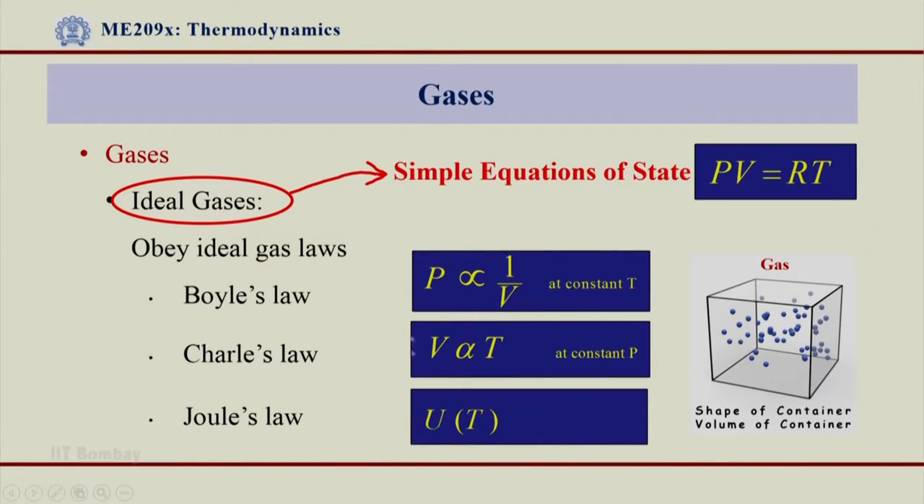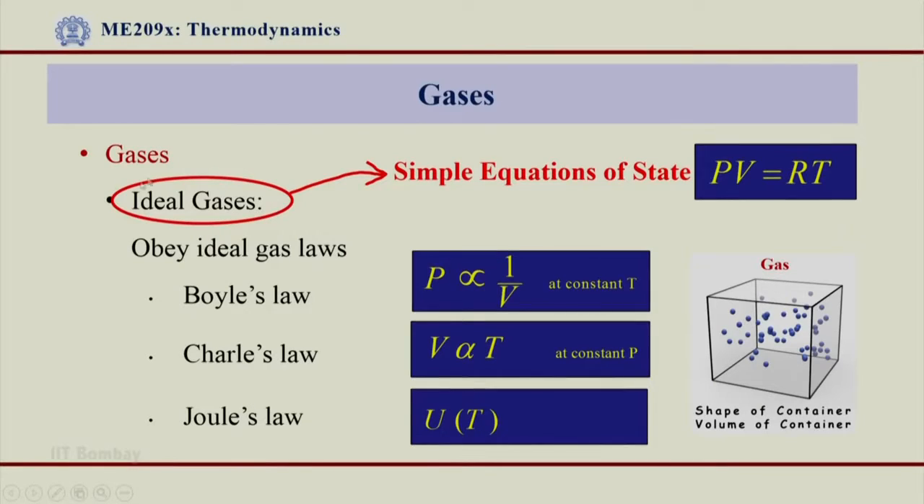Based on these simple gas laws, we have a simple equation of state for gas, and for any given pressure and temperature condition, I can know all the properties of these gases. So, once I know that a particular thermodynamic state is at a particular pressure and temperature, I will know all the properties of that system.